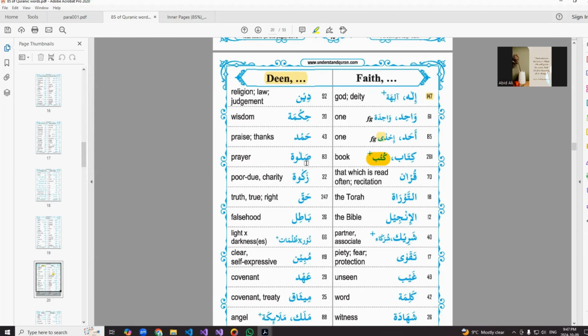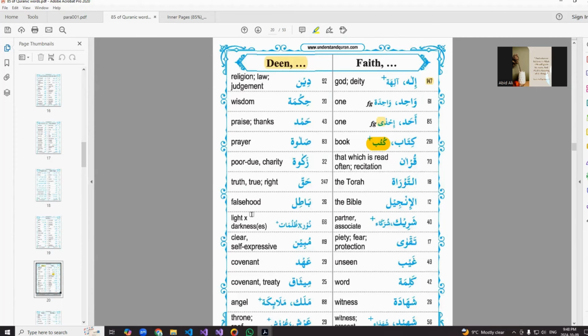ठीक है. Salah, the prayer. Zakah, the charity or the poor due. The rukun of Islam, where you have to pay charity on yearly basis. Haqq, truth, true, right. Batil is the opposite of haqq, the falsehood.